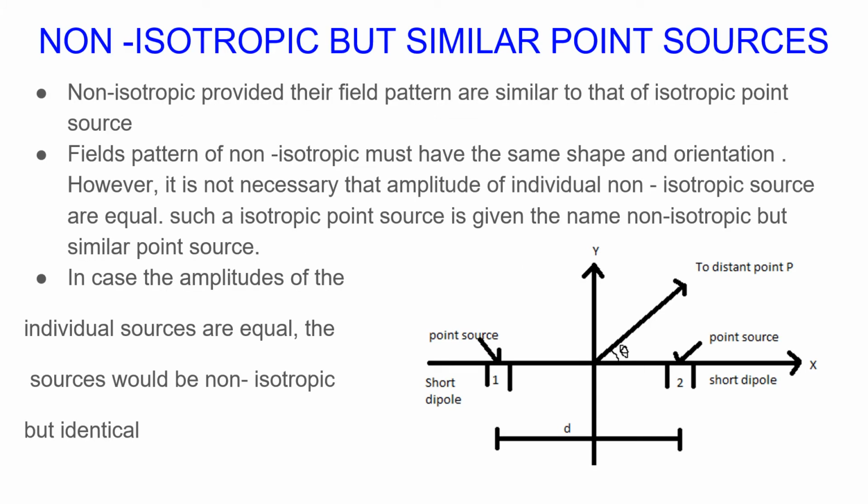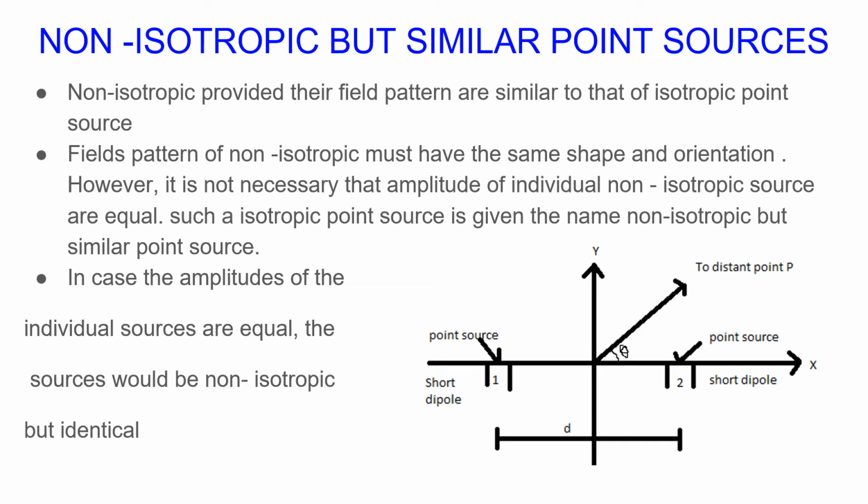Non-isotropic but similar point sources. Sources are non-isotropic provided their field patterns are similar. Till now we have considered only isotropic point sources, which radiate uniformly in all directions. The field patterns of the non-isotropic sources must have the same shape and orientation. It is not necessary that the amplitudes of the individual non-isotropic sources be equal. Such a source is given the name non-isotropic but similar point source. If the amplitudes are the same, then the sources would be non-isotropic but identical.